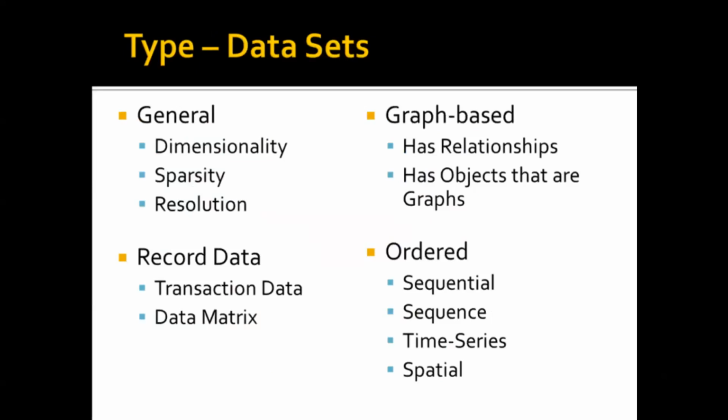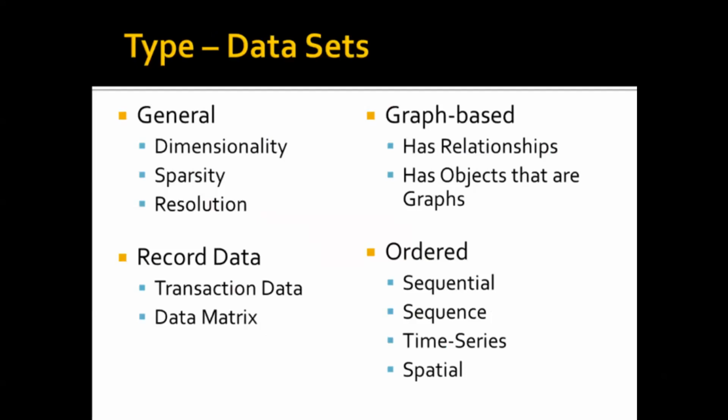Transaction data is a set of records in which each record involves a set of items. For example, think of a pharmacy. The prescriptions given to a patient are a transaction, and the specific drugs making up that prescription are the items. A data matrix is similar to transaction data in that it is a set of records, but in a data matrix, all the items are numeric in nature.